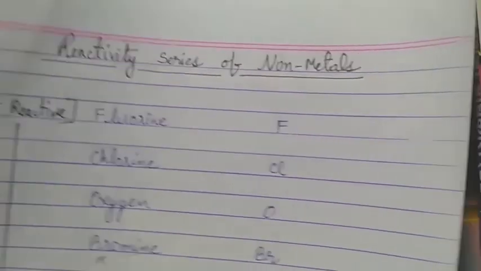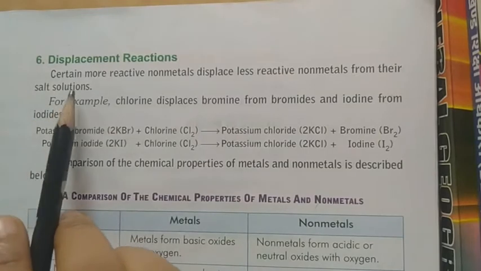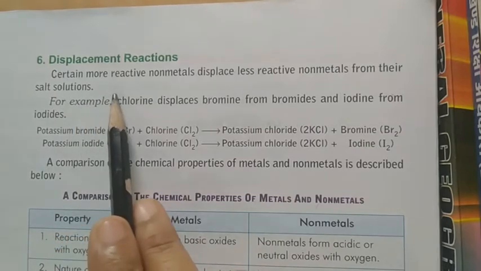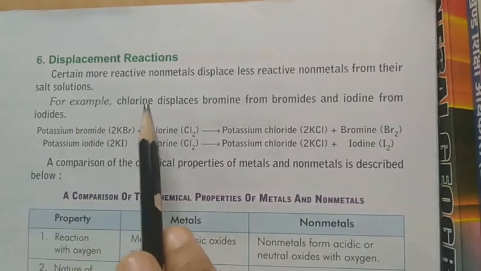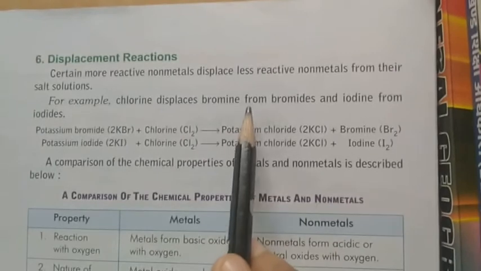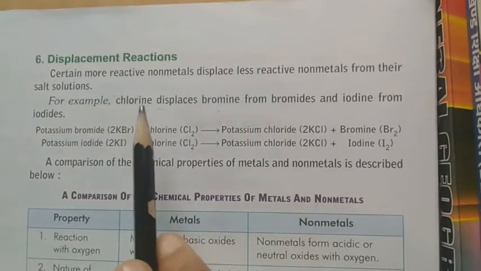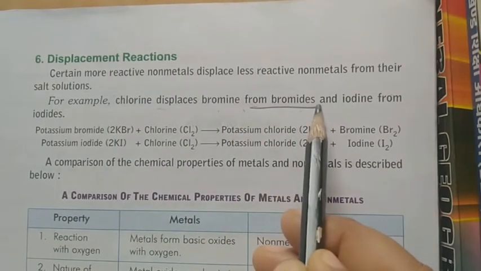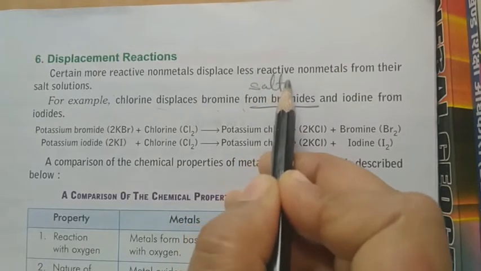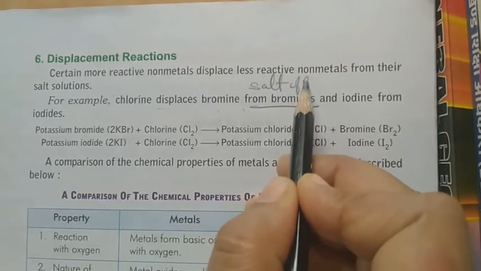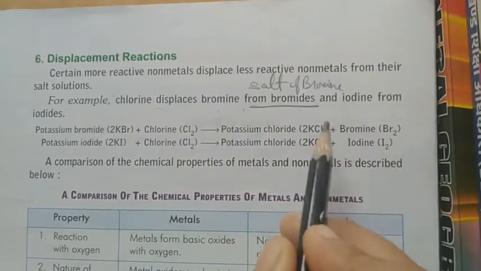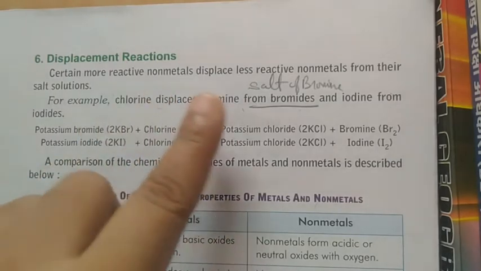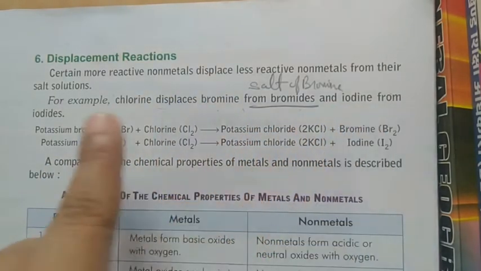So let us focus on your book. See what is written: certain more reactive non-metals displace less reactive non-metals from their salt solutions. That is what I have told now. For example, chlorine displaces bromine from bromides. Bromide means salt of bromine. And iodine from iodides. It is telling that chlorine will displace bromine from its salts and iodine from its iodides.